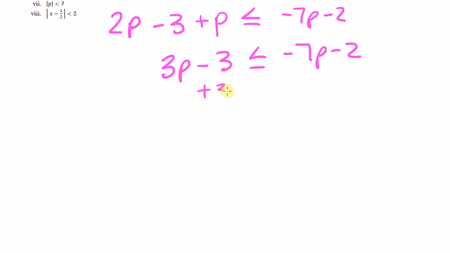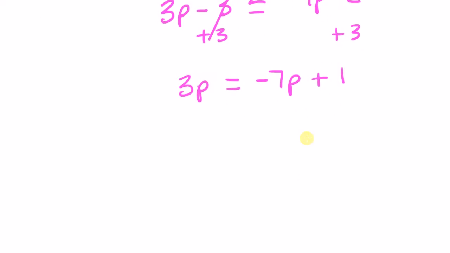And add 3 to both sides. That cancels, and I get 3p less than or equal to negative 7p plus 1. And now I'm going to add 7p to this side. So I get 10p is less than or equal to 1. Divide by 10. Divide by 10. p is less than or equal to 1/10.